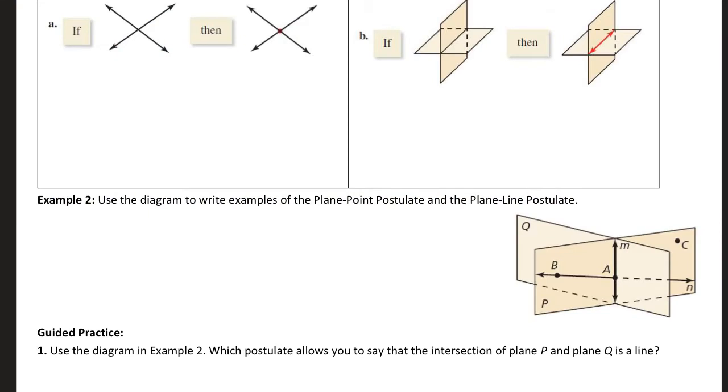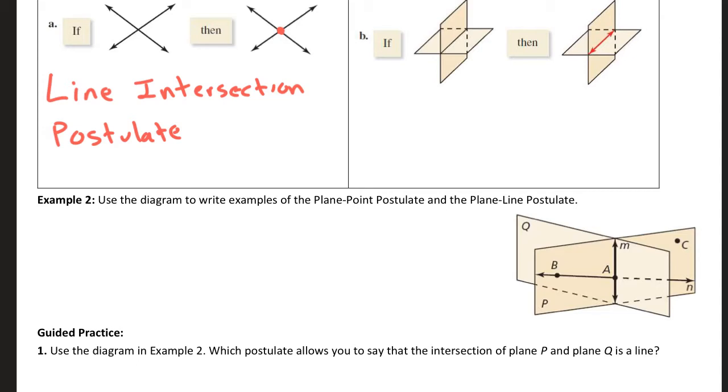A few examples. In example 1, it says, state the postulate illustrated by the diagram. Part A shows that if we have 2 lines that intersect, then they intersect at that single point. So you would want to flip back to your list, and we write out, this is the line intersection postulate. To me that makes sense because those lines are intersecting.